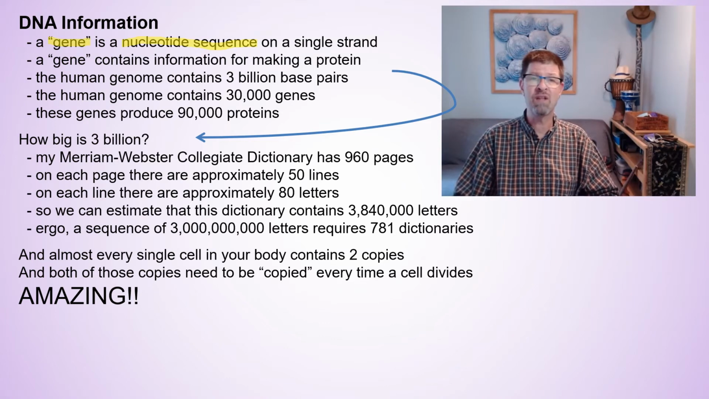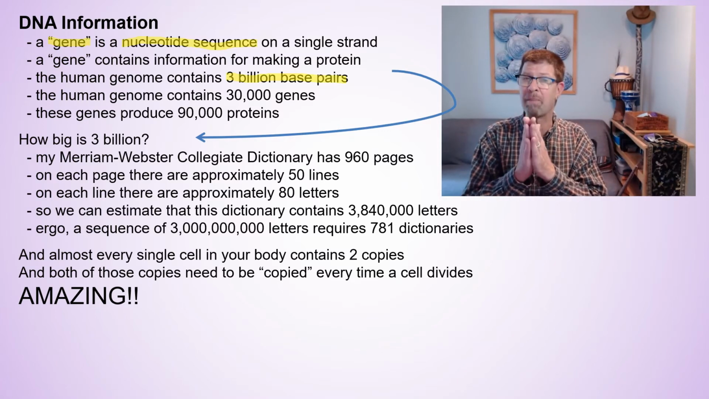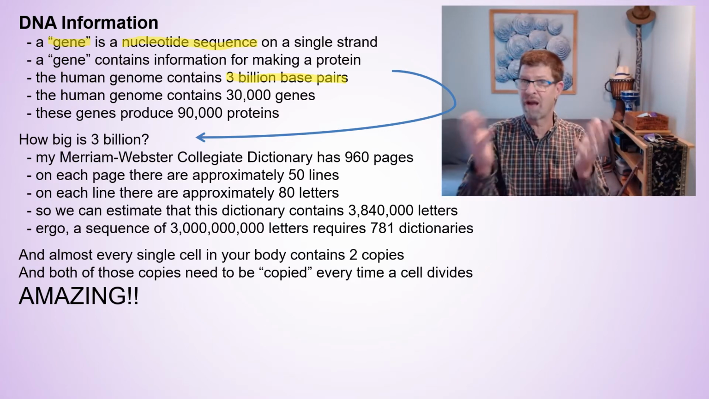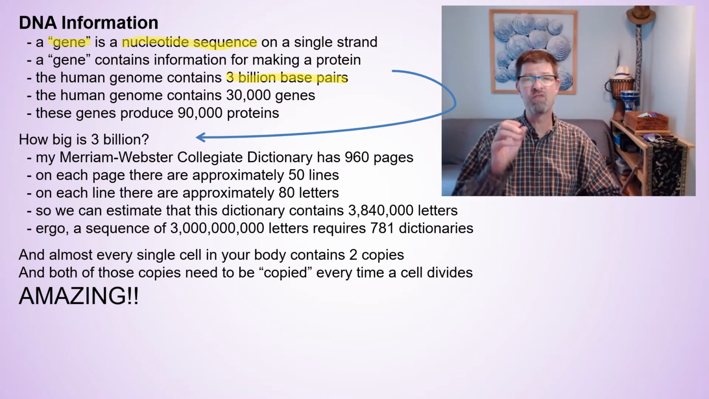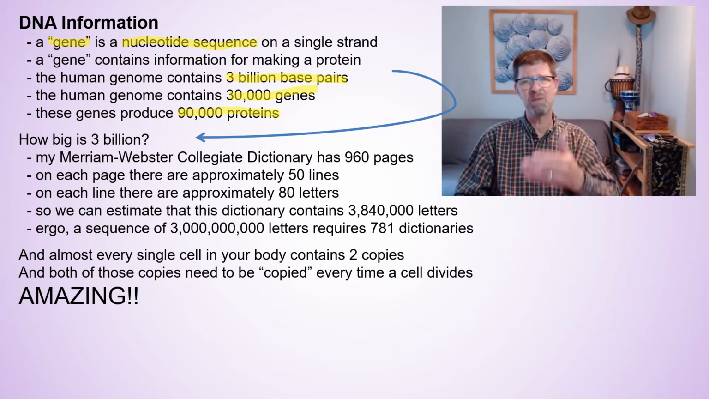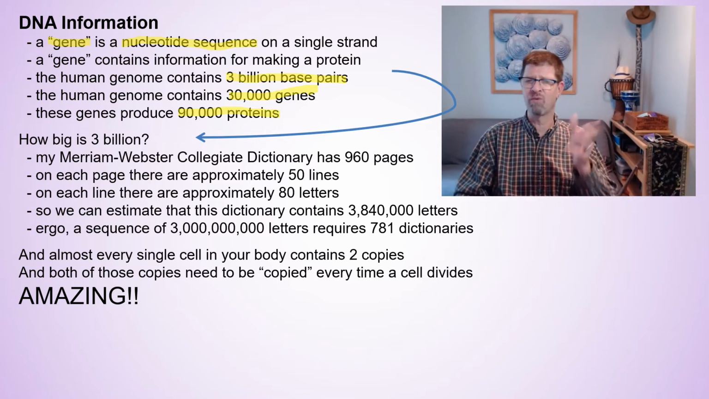It turns out that there are 3 billion base pairs in the human genome. That's just one copy, right? And we know that there are actually 2 copies in each double helix that we can talk about. 3 billion base pairs, which contains 30,000 genes and can produce 90,000 proteins. How big is 3 billion? I thought maybe you'd like to have a kind of a reference for that.